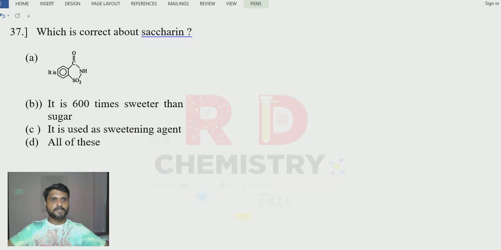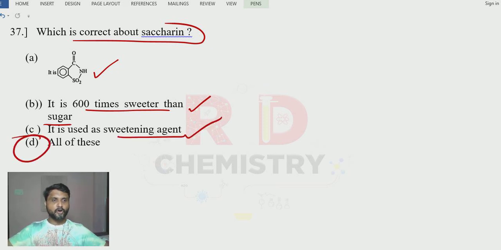Next question, which is correct about saccharin? Four options. First statement correct. This is the correct structure of saccharin. 600 times sweeter than sugar is also correct. Artificial sweetening agents, correct. So the answer is all of these.